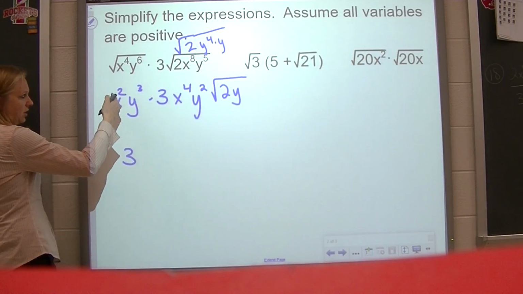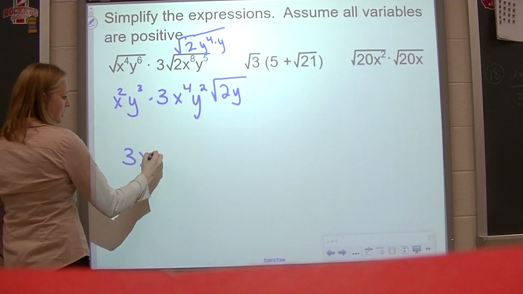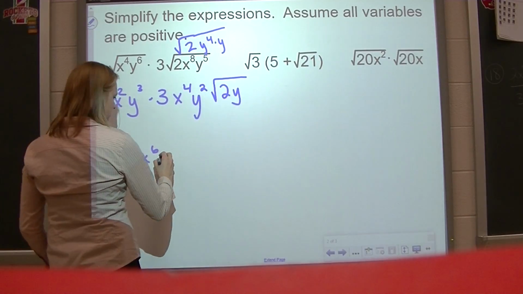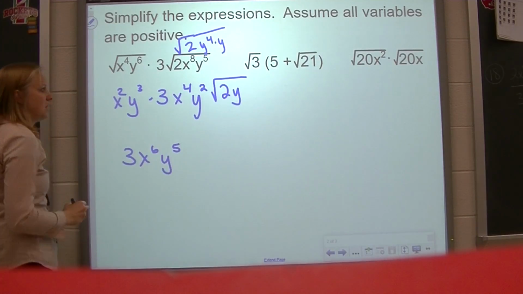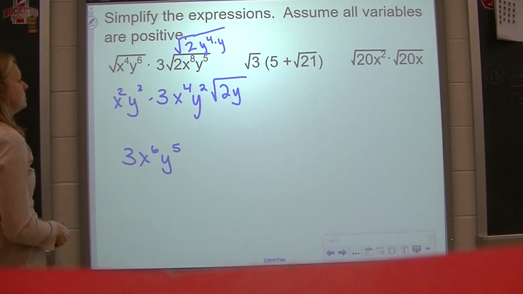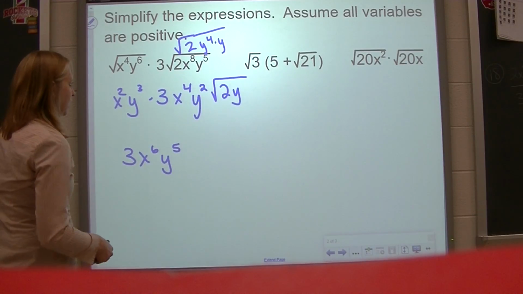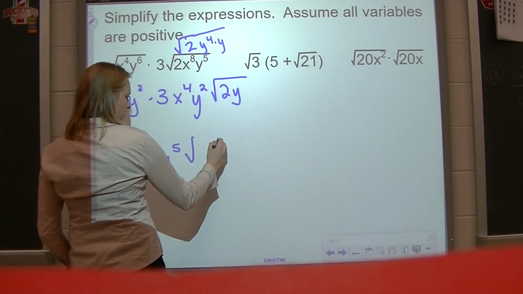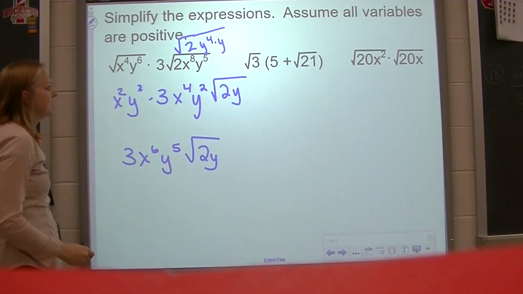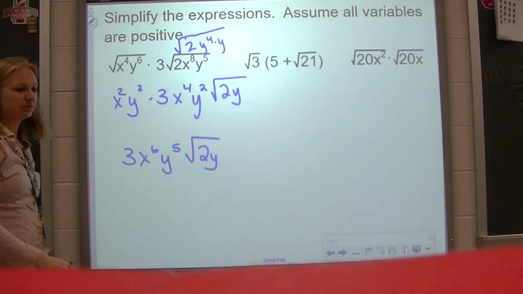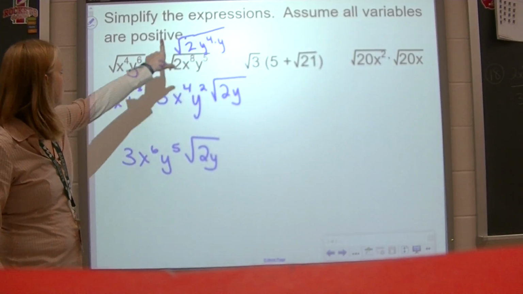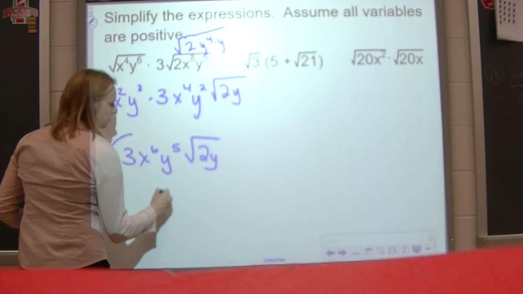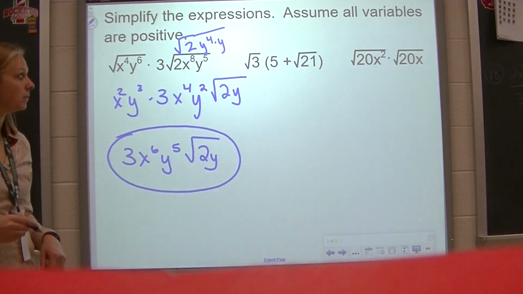So it's 3 times 1, x squared times x to the 4th, that'll be x to the 6th because we add our exponents. Y to the 3rd times y squared is y to the 5th, again because we add our exponents. And then we've done all this, so then we're going to add the square root of 2y. And I don't need to put absolute value symbols around the y because it says assume all variables are positive. So this would be the answer in simplest form.